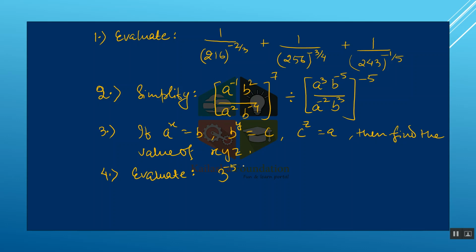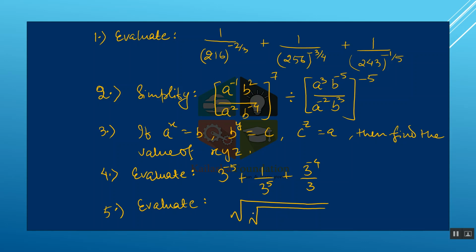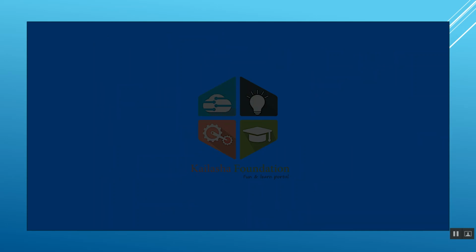3 power minus 5 plus 1 upon 3 power 5 plus 3 power minus 4 divided by 3. Fifth one is, evaluate the square root of the cube root of 0.000729. Okay, now sixth one, it is very interesting.